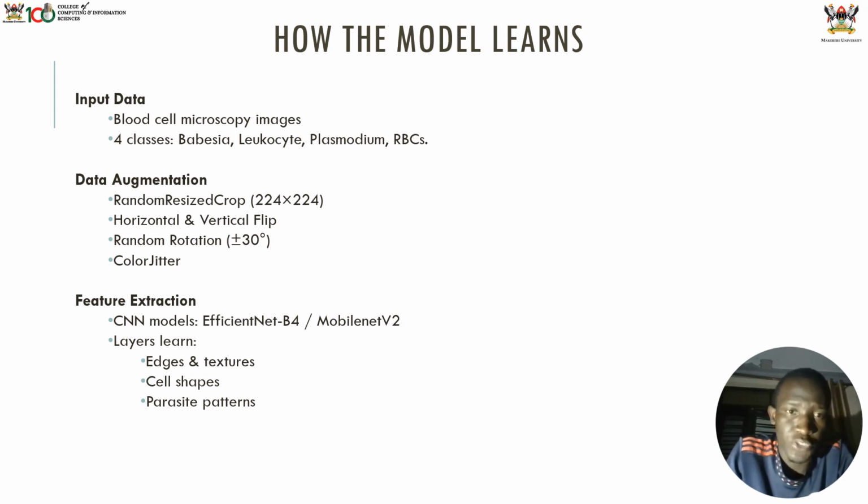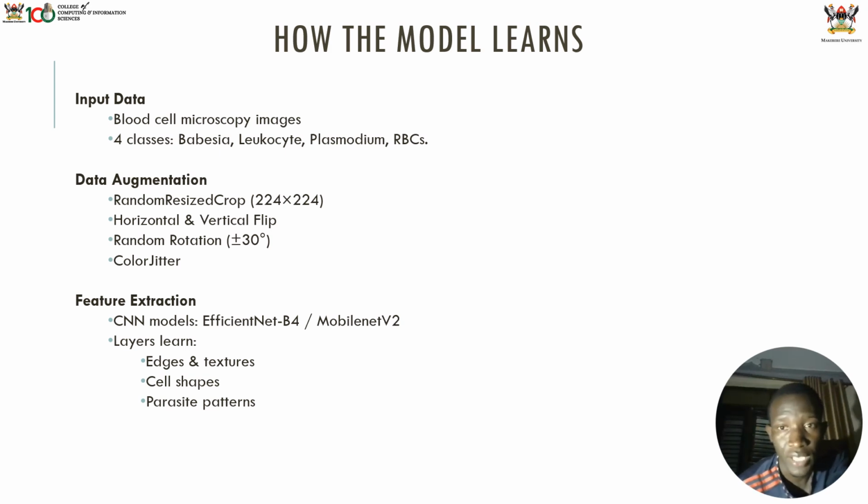Then you have the random rotation for angles greater than 30 or less than 30. This will simulate the real-world variations in microscope positioning. For example, our microscope can be placed in different directions, in different angles. So no matter the angle, our model should be trained to analyze every positioning of our microscope. The images can be taken from any angle. Our model has to be able to analyze every angle that our images have been taken.